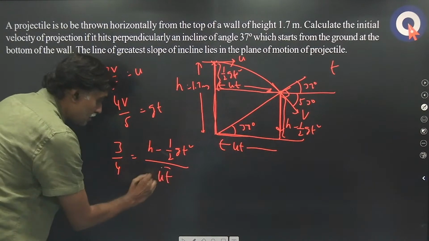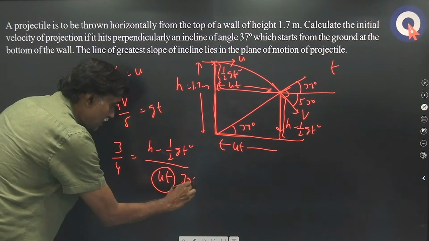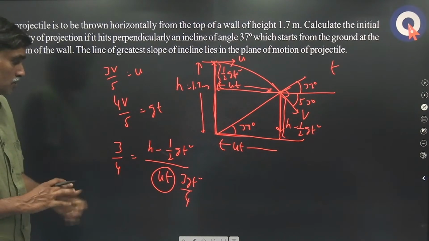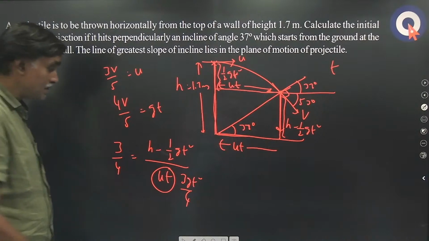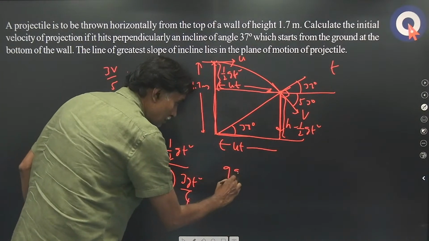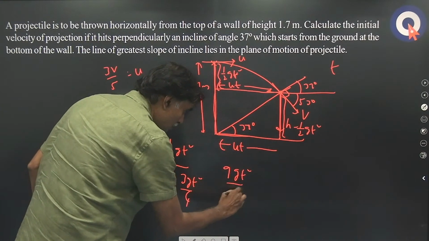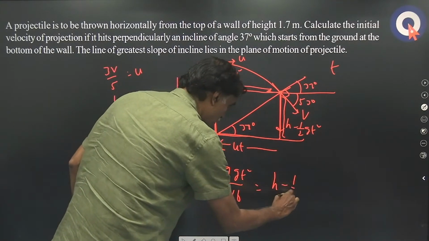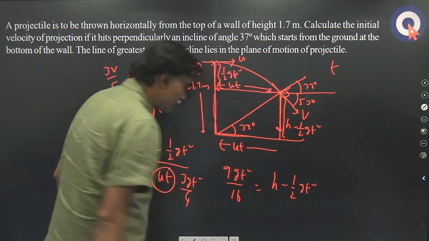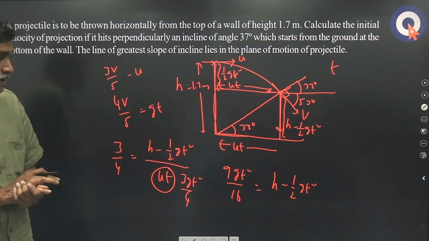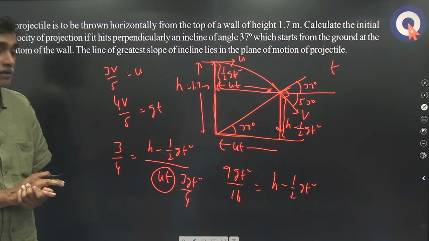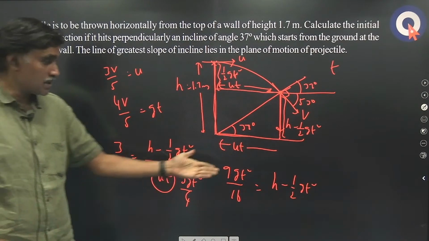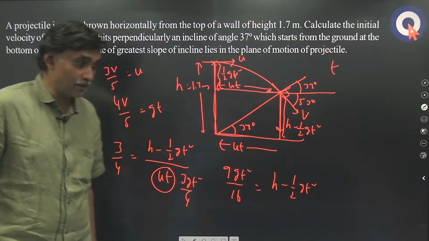So here what do you get? 3gt square by 4. So here 9 by 16 I will get. So 9gt square by 16 is equal to h minus half gt square. Okay. So if I take half gt square common, you will get 9 by 8 plus 1, that is 17 by 8, that is 1.7. From there t value you can find.